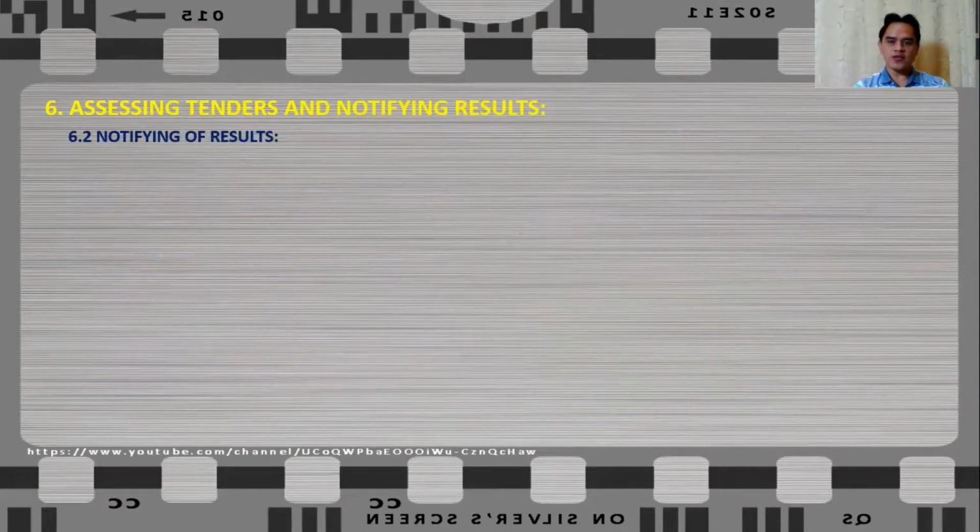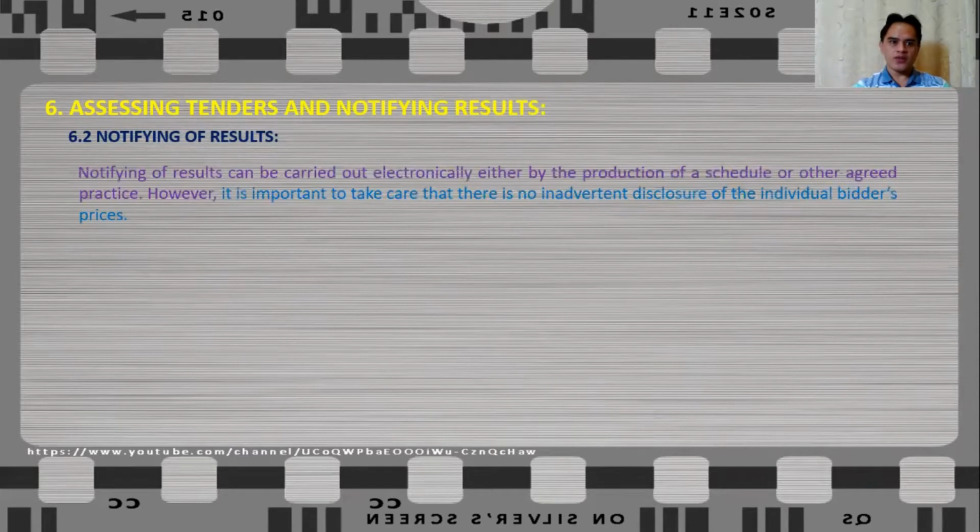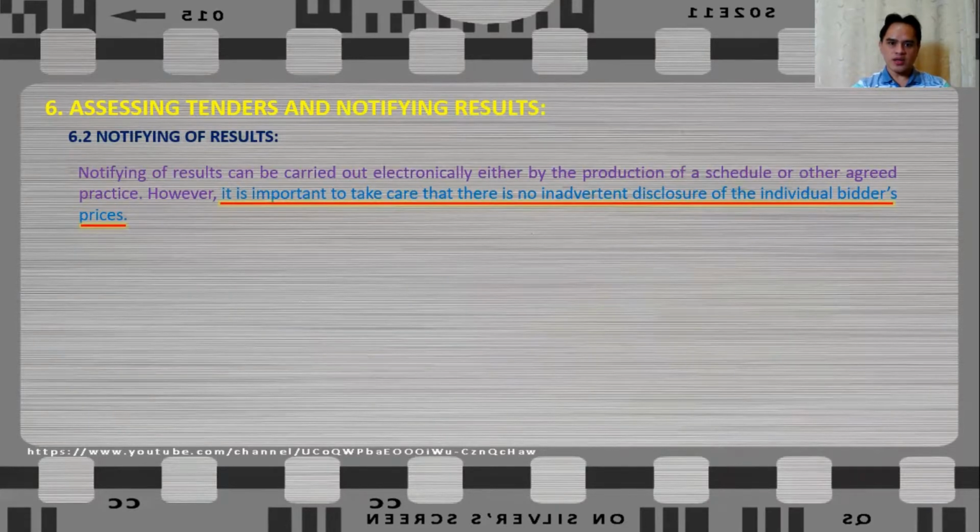Now, notifying of the results. Notifying of results can be carried out electronically, either by the production of a schedule or other agreed practice. However, it is important to take care that there is no inadvertent disclosure of the individual bidders' prices. So you have to be very careful when you notify the tenderers.